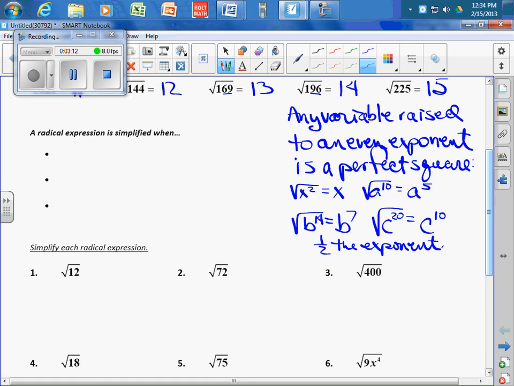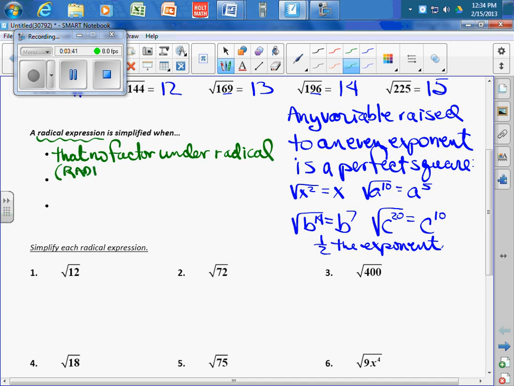And let's look at this too. We're talking about simplifying radical expressions, so when do we know a radical expression is simplified? Well, the first thing you're always going to look for is to make sure that no factor under the radical, now the number underneath the radical is called the radicand, there's another new word for you probably, no factor under the radical can be a perfect square.